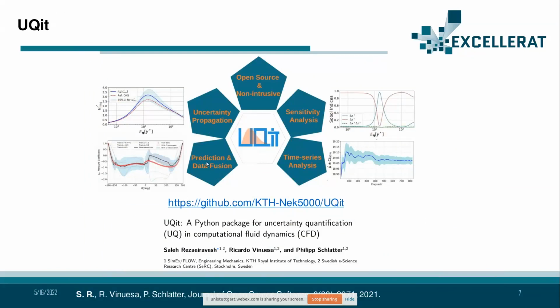Currently, there are modules for prediction and data fusion, mainly based on Gaussian processes. There are modules for uncertainty propagation based on Monte Carlo, standard and probabilistic polynomial chaos expansions. We have global sensitivity analysis, for instance, by measuring Sobol sensitivity indices. And we have a major module for time series analysis for prediction, for signal extension, and also for estimating uncertainty in different turbulence statistics. So the code is open source, and one can have access to the code from here.